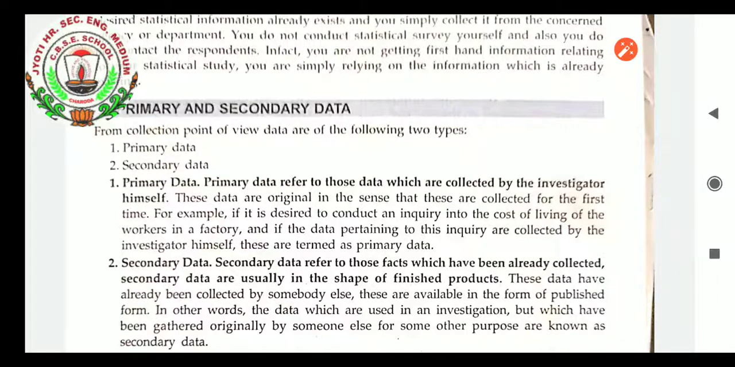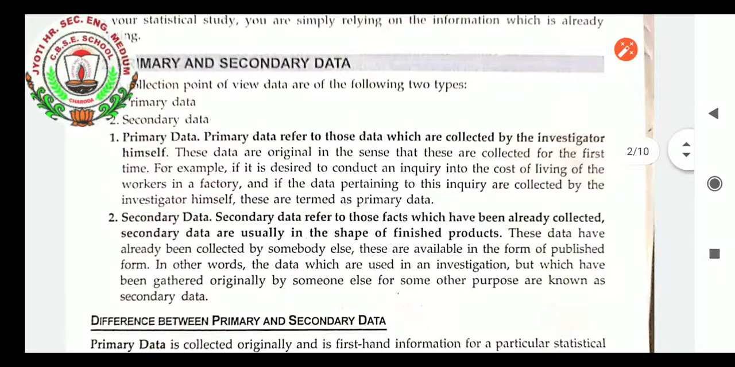For example, if it is desired to conduct an inquiry into the cost of living of the workers in a factory, and the data pertaining to this inquiry is collected by the investigator himself, the objective of the data is the cost of living of the workers. We have to make a study of that particular data, and for that the investigator himself went to the workers and understood their problems, the pros and cons related to their living standard. It is known as primary data, as it is directly connected between the investigator and the person from whom we want to know the data.